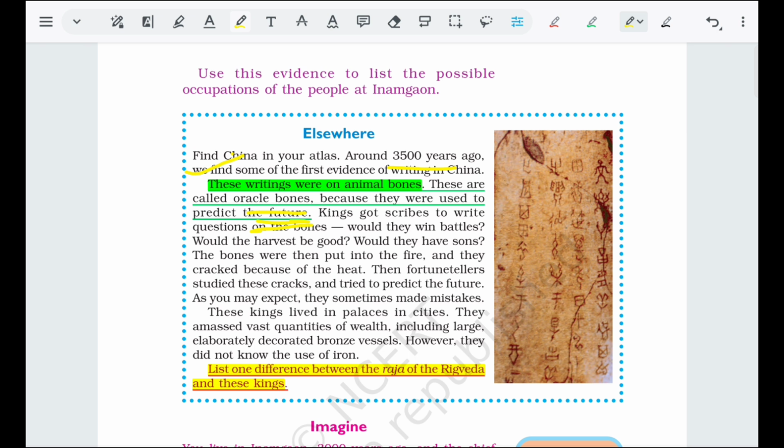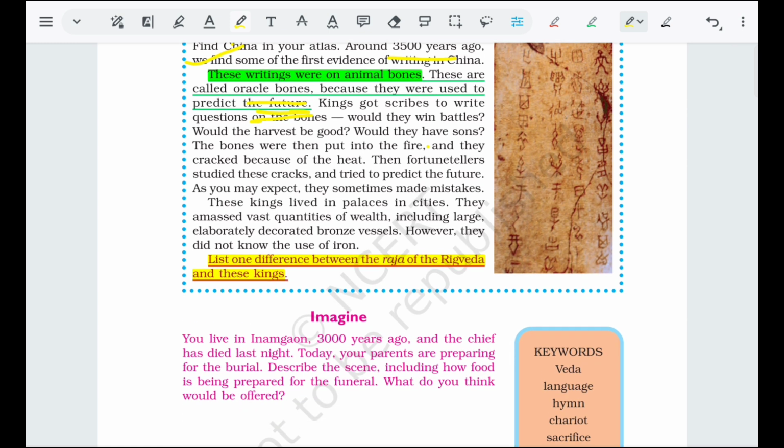The fortune tellers predicted from them: when these bones were picked up and fired in a fire, cracks appeared on them, and seeing the cracks, fortune tellers predicted the fortune of that kingdom, about the king or the place in the cities. Here is one interesting question: list one difference between the Raja of the Rig Veda and these kings. What are the differences between the Rajas of the Rig Veda and these kings?